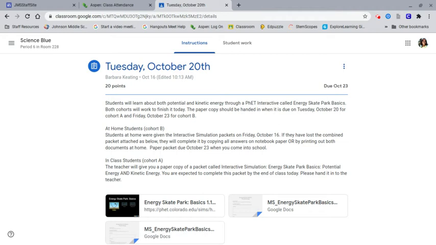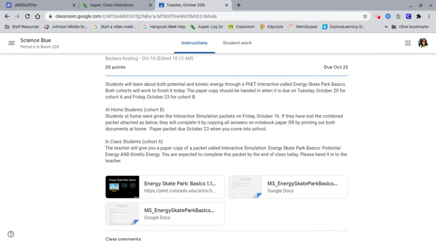Students will learn about potential and kinetic energy through a FED interactive called Energy Skate Park Basics. Both cohorts will work to finish it today. The paper copy should be handed in when it's due on Tuesday, October 20th for cohort A and Friday, October 23rd for cohort B.